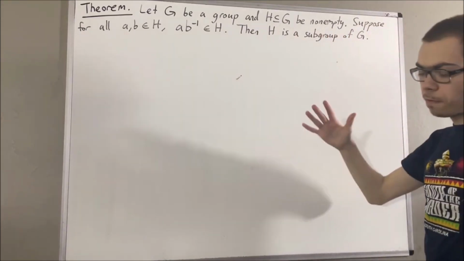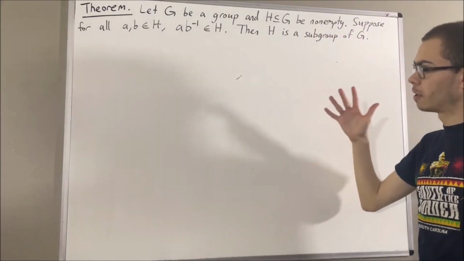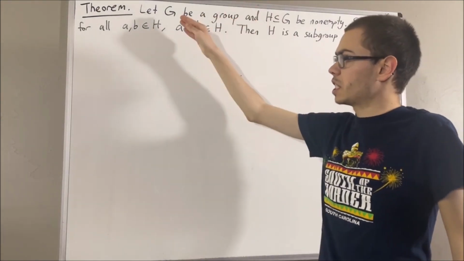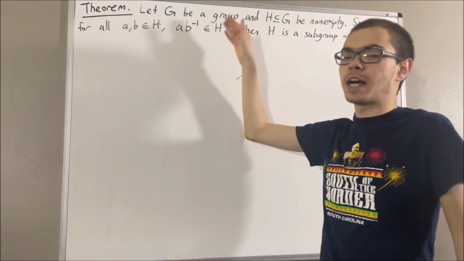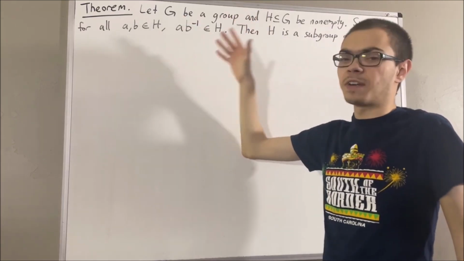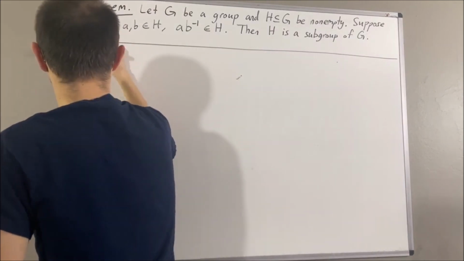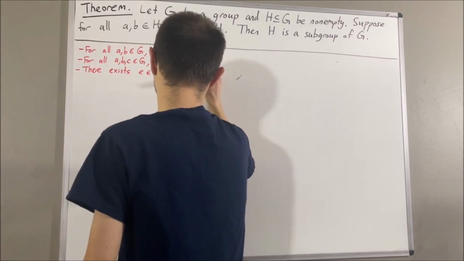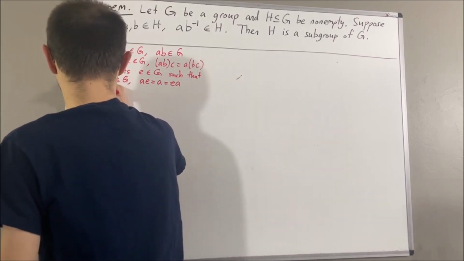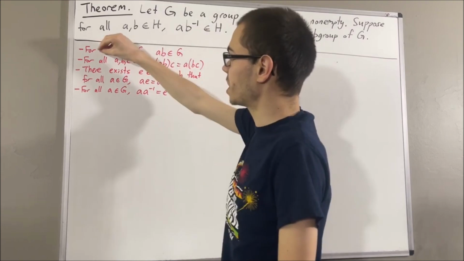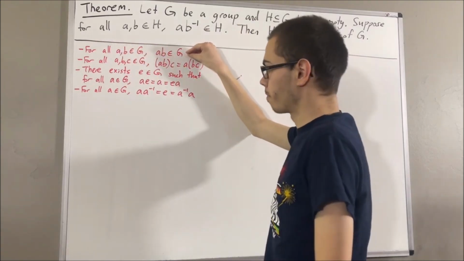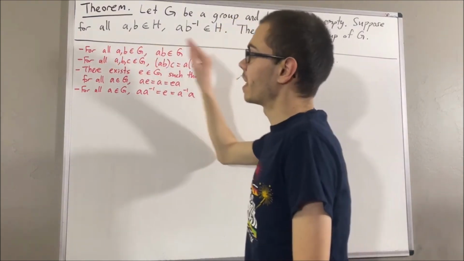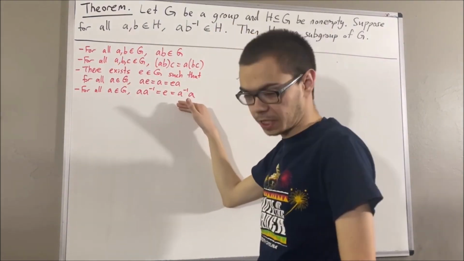Now, before we get into the proof, let's first remind ourselves of some things. First of all, what does it mean for G to be a group? It means that G is equipped with some binary operation and satisfies the following properties. So G is closed under the binary operation. The associative law holds. G has an identity element, and every element of G has an inverse.